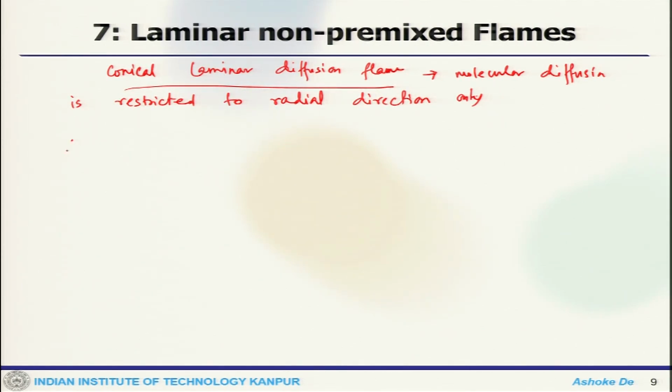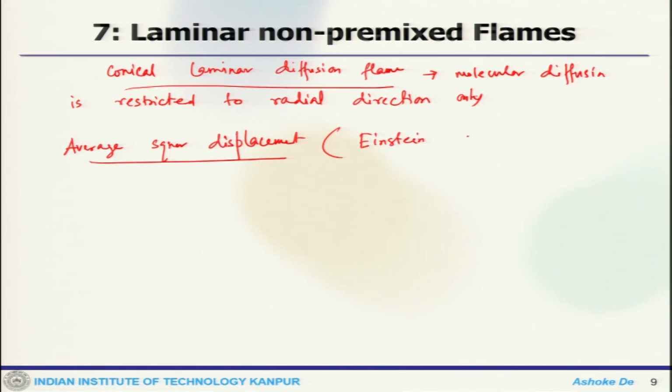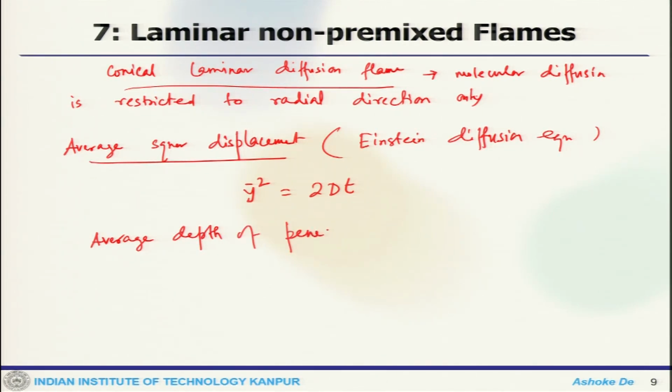Now, the average square displacement, which one can also get from the Einstein diffusion equation, is 2Dt. The height of the flame is taken as the point where the average depth of penetration equals the tube radius.